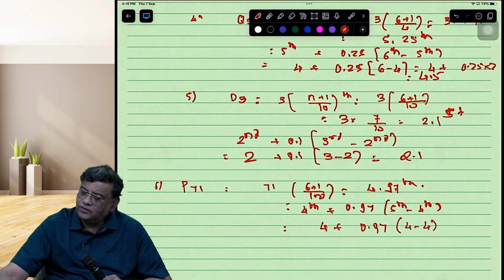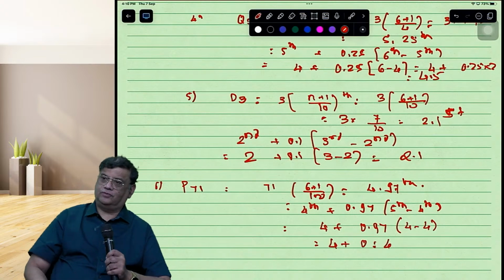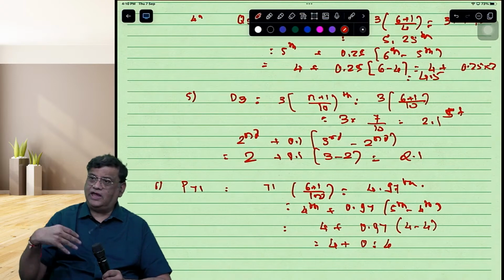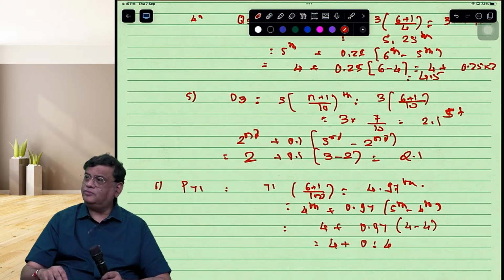4 minus 4 is 0. So 4 plus 0, that is what? So ये हो गया percentile. Now let them ask any decile, any percentile. You'll be able to do that with this procedure.